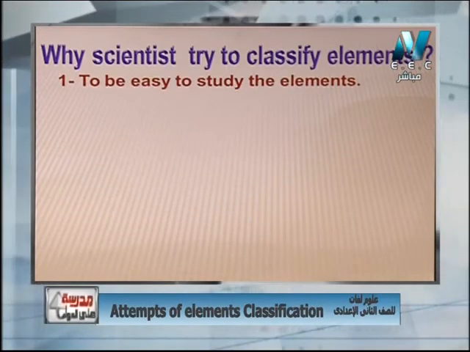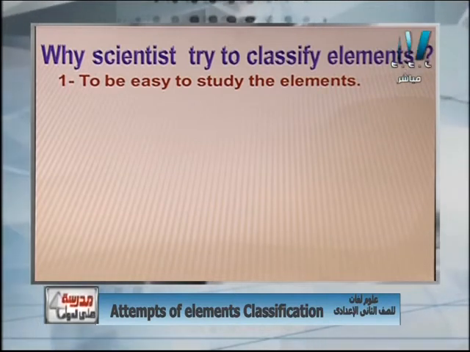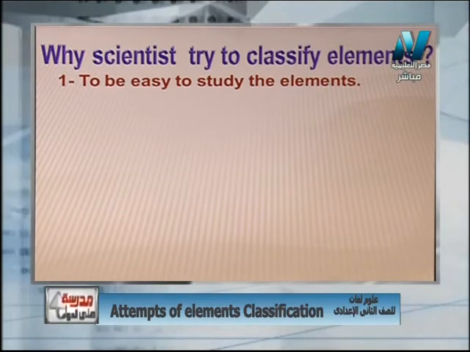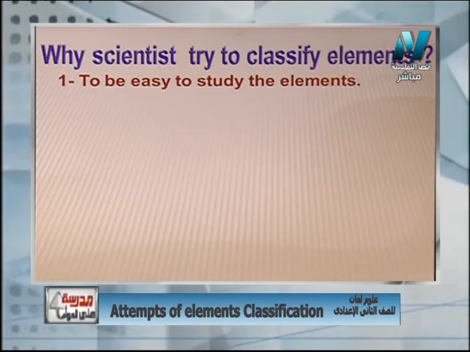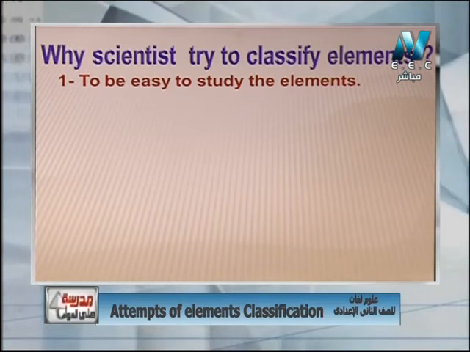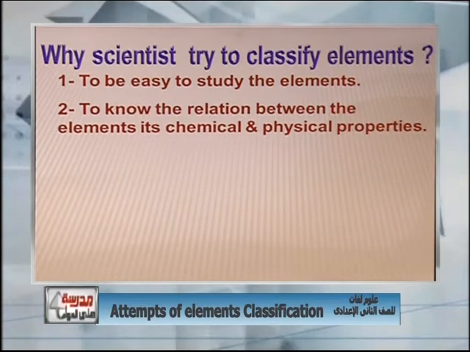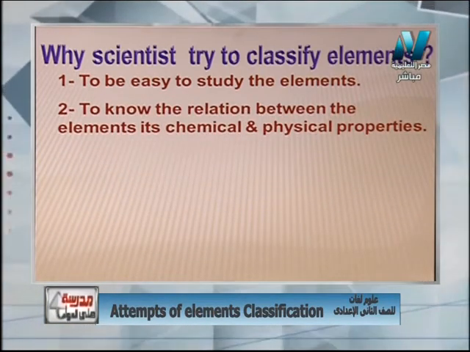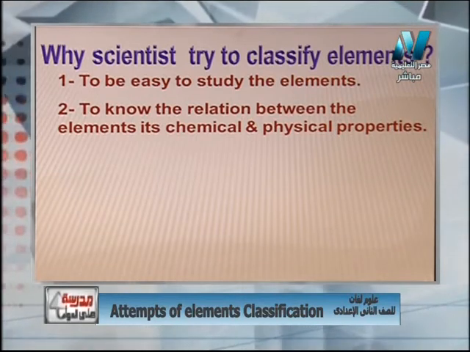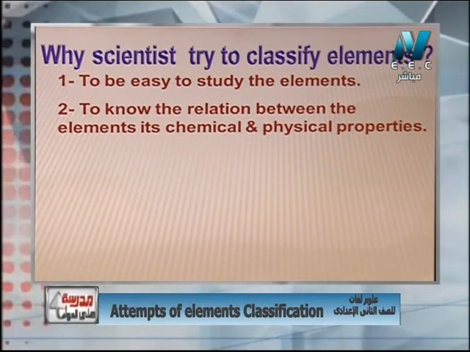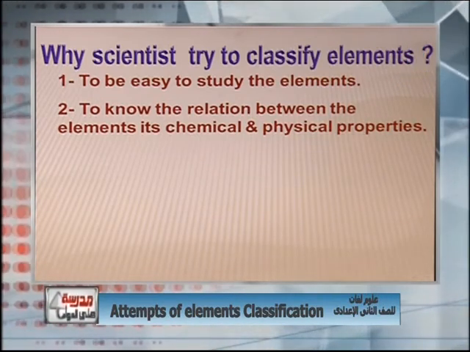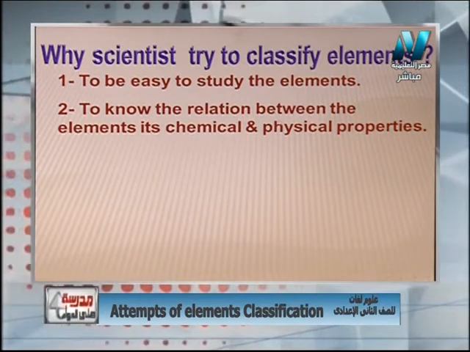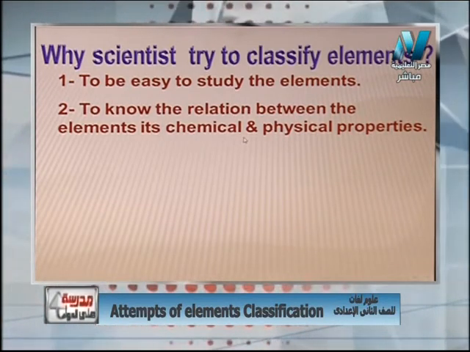Why do we classify elements? Number one, to be easily studied. So when I know this element is in this group, I can know its property. If we classify elements, we put them together to be easily studied. And number two, to know the relation between elements and chemical and physical property. This is an important question. Again, why do scientists classify the elements? To make it easy to study the elements and to know the relationship between chemical and physical property.